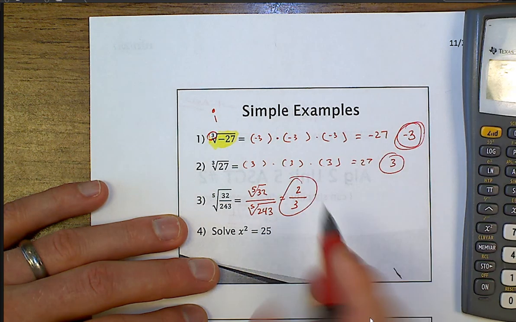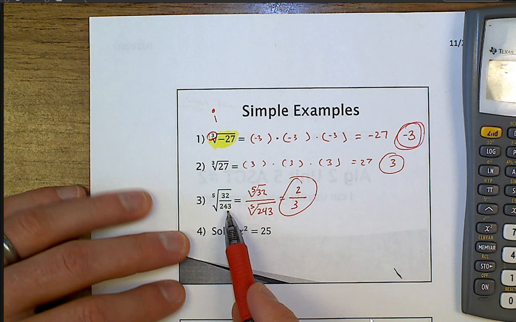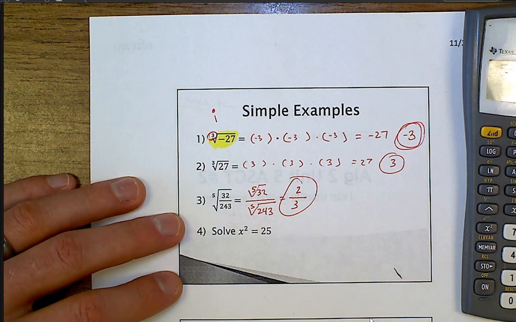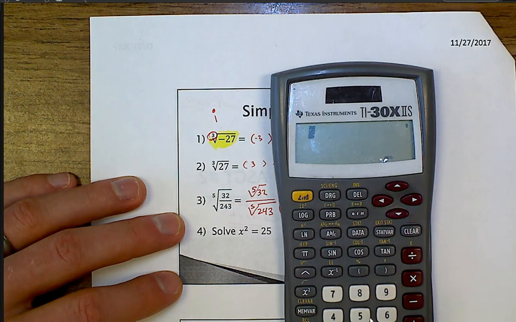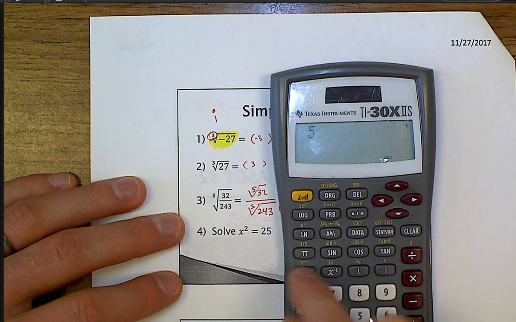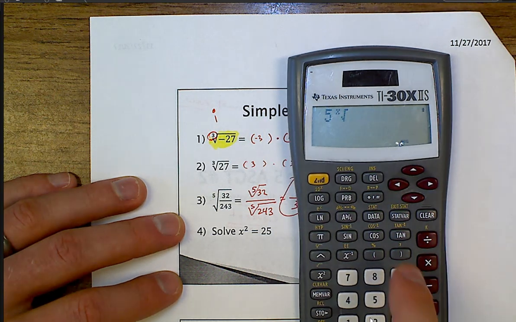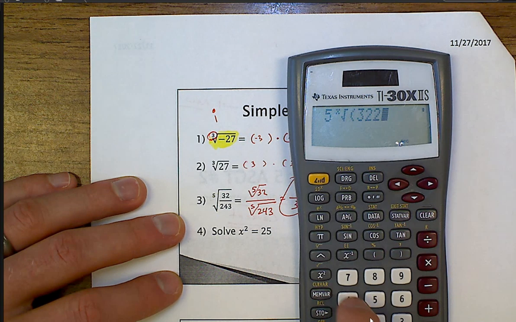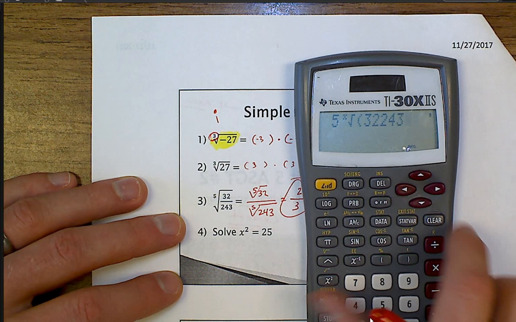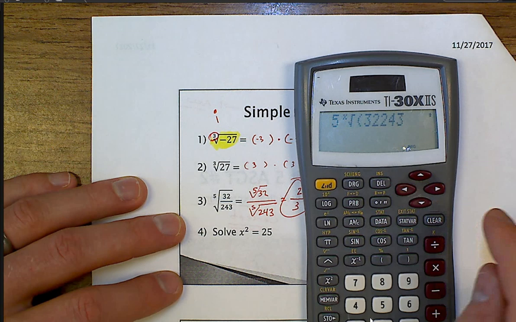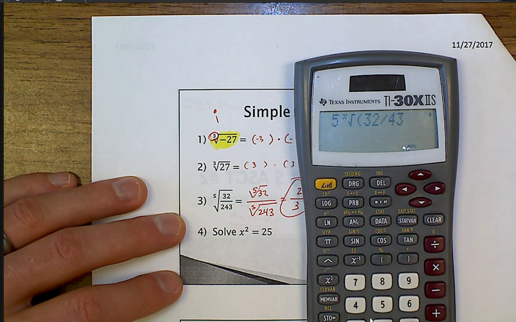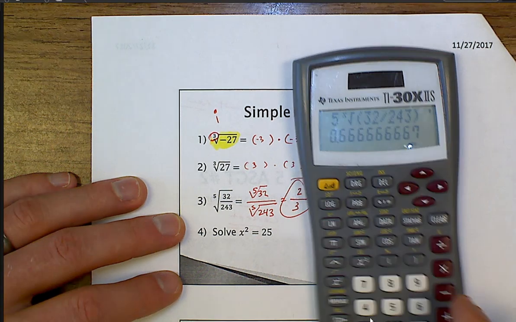So the 5th root of 32/243 would be 2/3. You could also type that in all at once. You could go 5 second cube or 5th root, and you could just use parentheses and go 32 divided by 243, and just hit equals, and it should give you 0.6 repeating, which is 2/3.